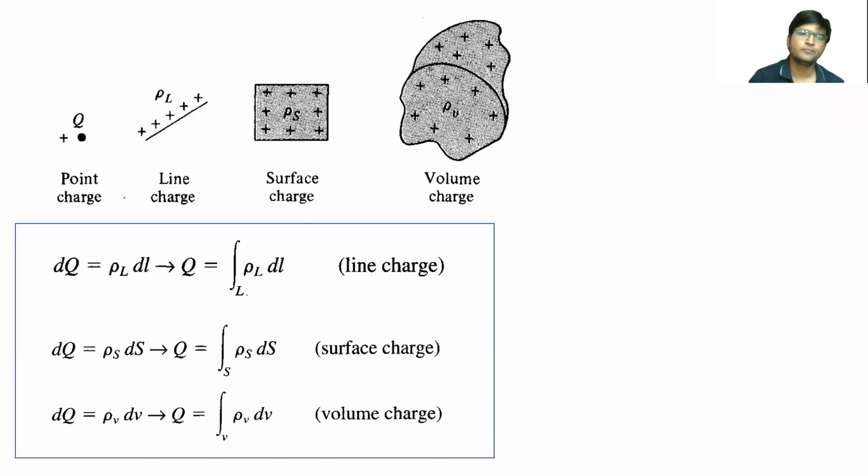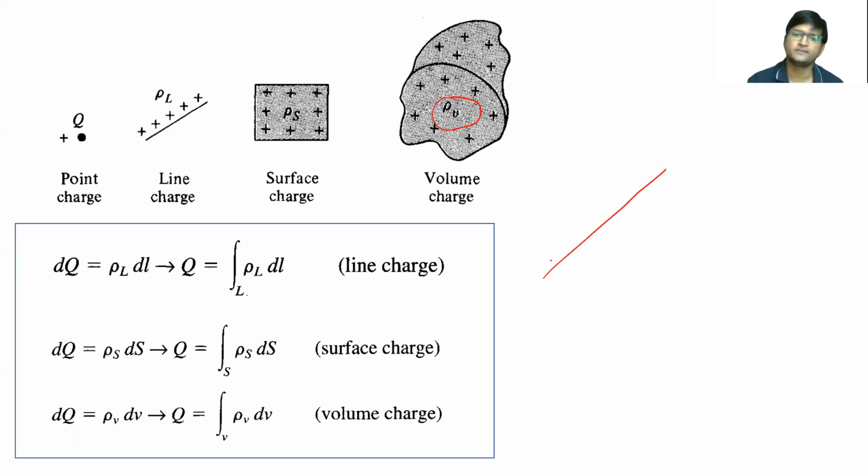So as you can see, the charge can be distributed in three ways: on a line, a surface, or a volume. If the charge is distributed on a line, rho L is the quantity that defines the charge density and its unit is coulomb per meter. Similarly, for surface, it is rho S and the unit will be coulomb per meter square. And for volume, it will be coulomb per meter cube, which is represented by rho V, right?